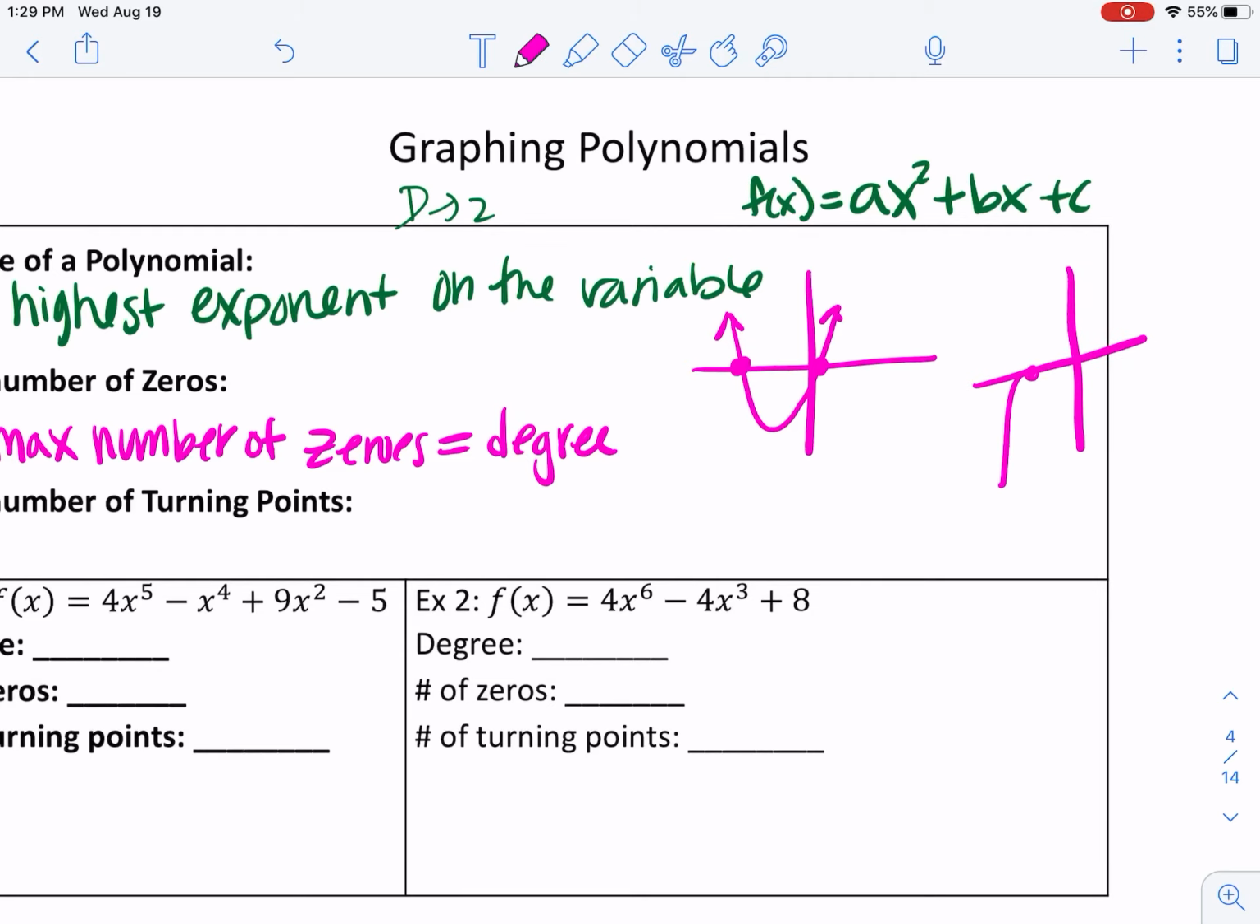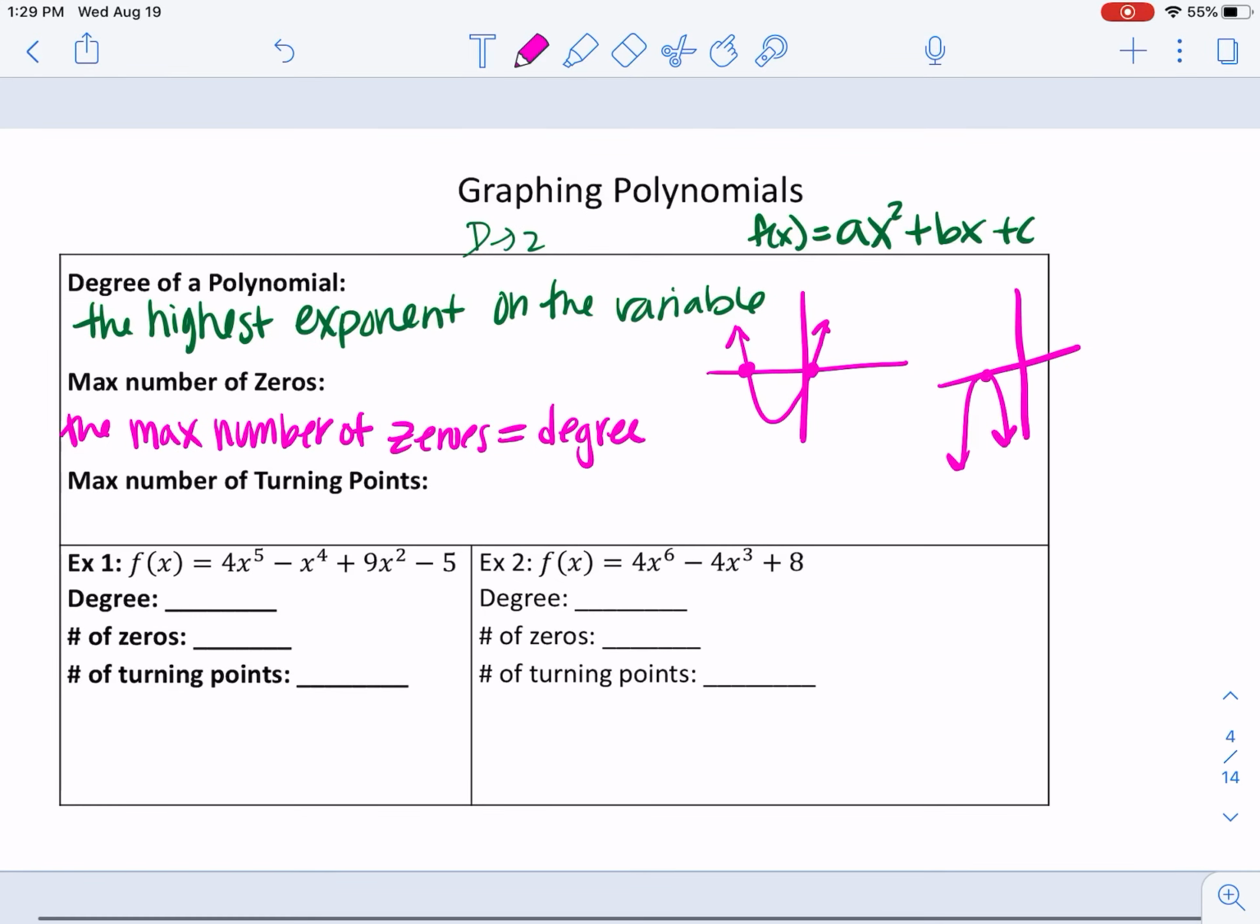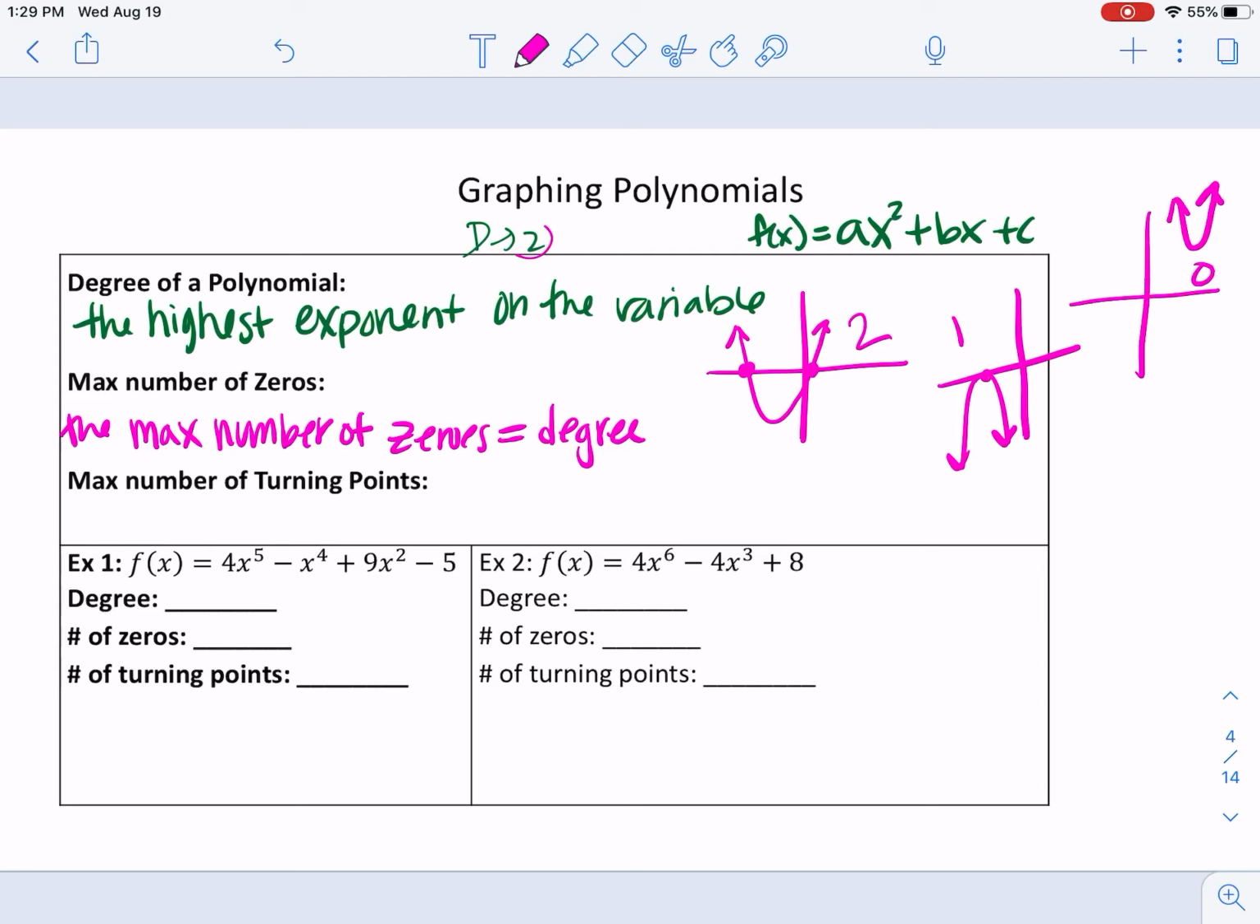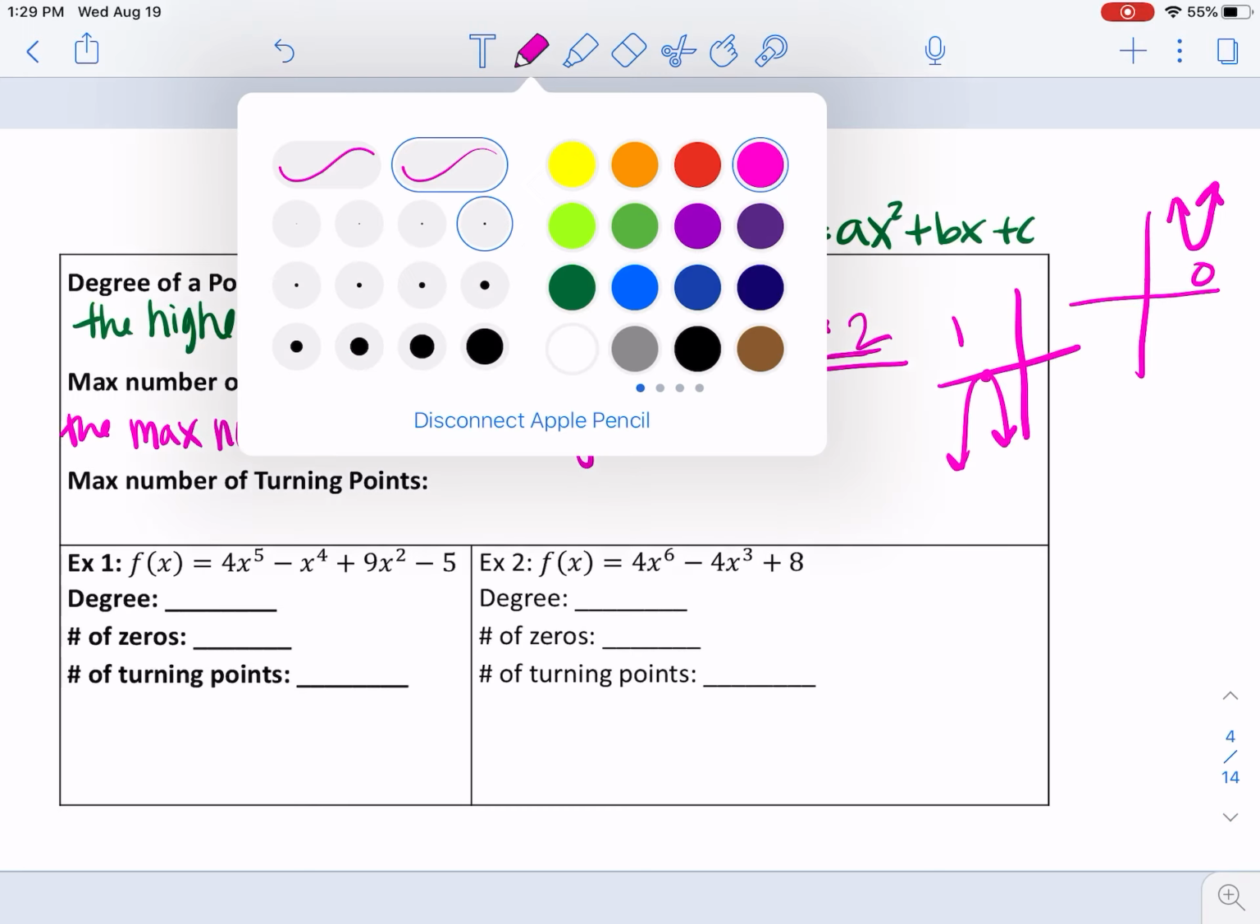Sometimes you see ones that look like this, where they're just kind of sitting on the x-axis, so they only have one x-intercept. Or sometimes we see ones that look like this. Let me draw that a little bit more obvious, where it doesn't touch the x-axis at all. So this one has 2, 1, or 0. But because the degree was 2, that maximum number is 2.